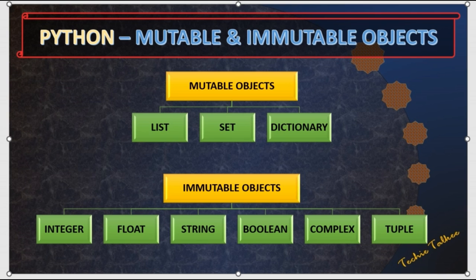Hey guys, hope you now understood what mutable and immutable objects are and how Python deals with them internally.